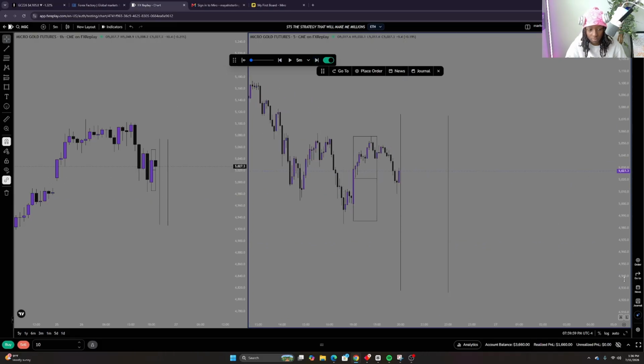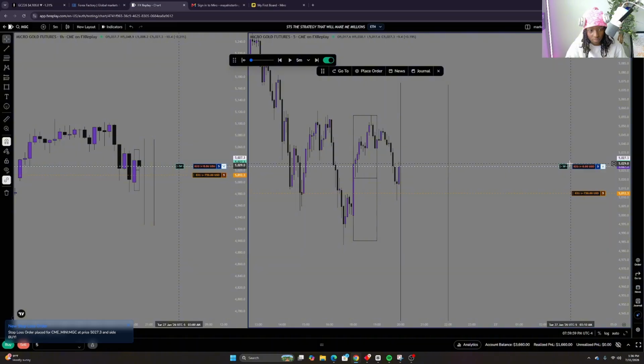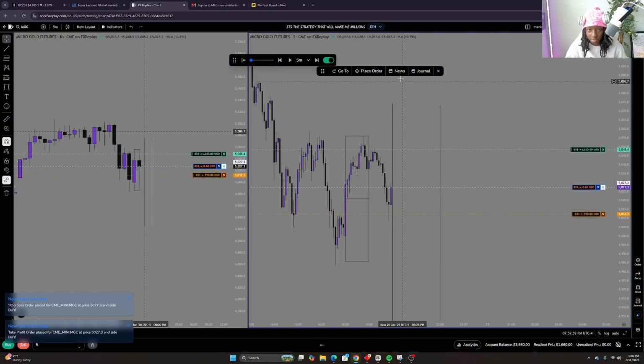Okay. What do we have here? We have an inverse fair value gap. We dove into that candle. Now we're gonna enter with less micros because that was expensive. Our stop is going to be at the low of this candle. We're targeting now that higher level.